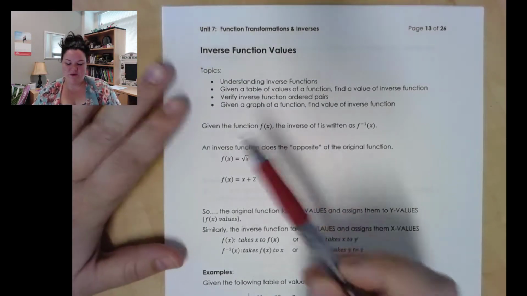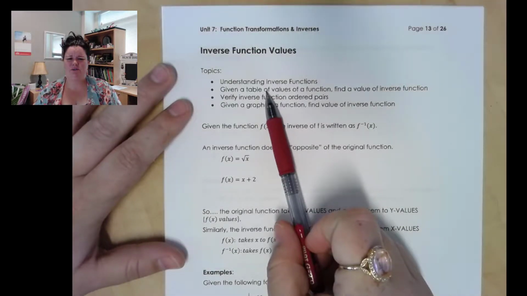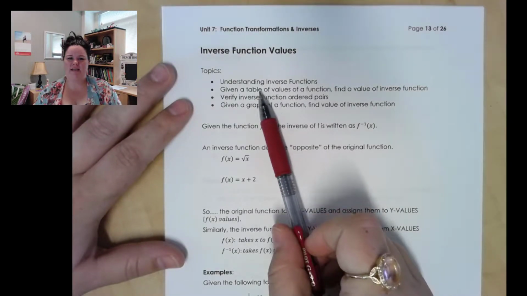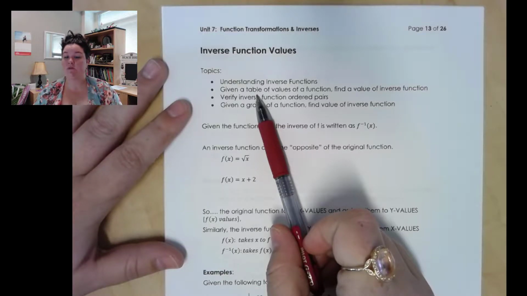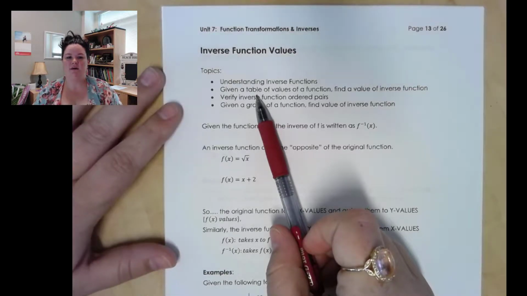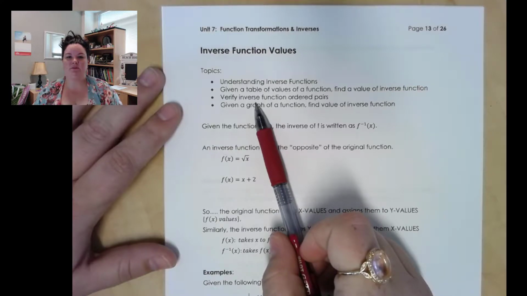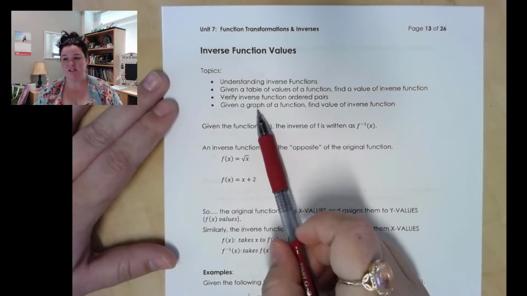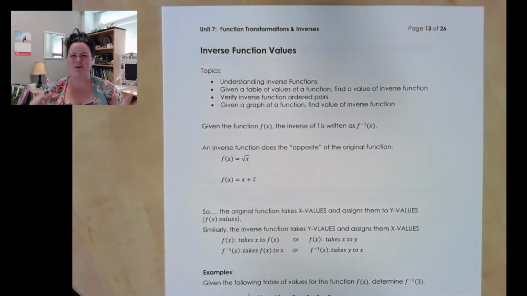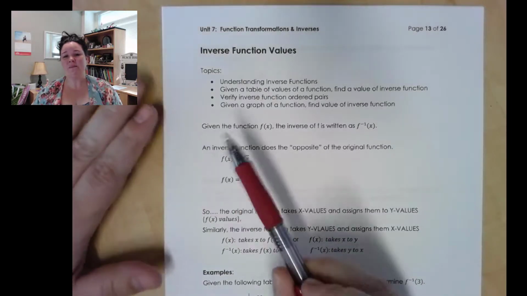So our topics: we want to make sure that we understand what an inverse function represents, and if we're given a table of values from a function, that we can find inverse function values or regular function values. And then also being able to verify in an ordered pair sense what inverse functions represent. And then if we're given a function, being able to find the inverse function. So kind of a lot of things, but they're all really closely related. So don't be overwhelmed.